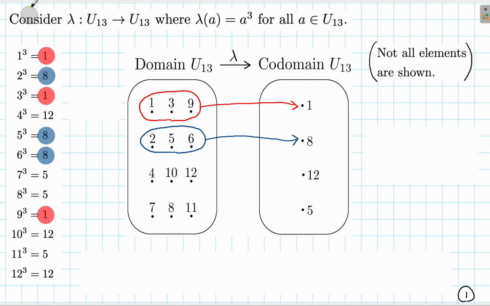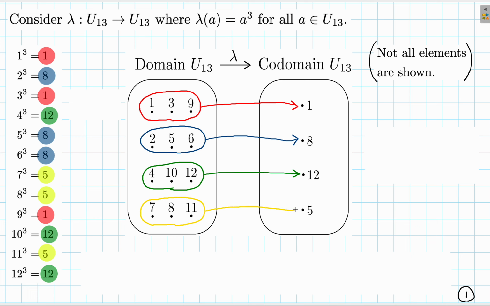And continuing similarly, we have 4 cubed is 12, 10 cubed is 12, and 12 cubed is 12. And so now the inputs 4, 10, and 12 all map to 12 in the codomain. And then the remaining 3 inputs, 7, 8, and 11, all map to 5 in the codomain.